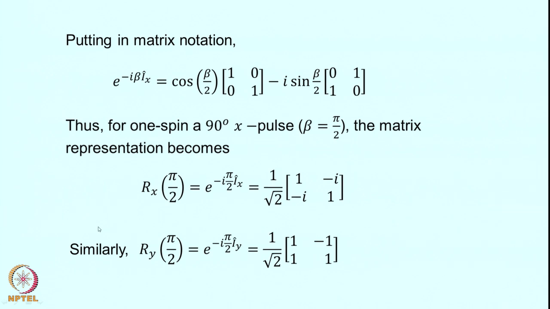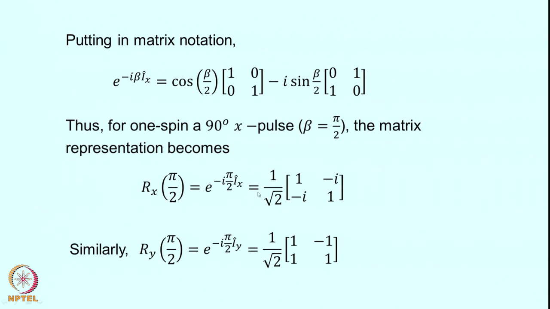So, what does this give me? Put this in matrix form explicitly: cosine beta by 2 times the matrix 1 0 0 1, minus i sine beta by 2, and I have the sigma x, sigma x is 0 1 1 0. Therefore, now if I put beta equal to pi by 2, then what do I get? I get cosine 45 here and sine 45 here, and both of them are equal to 1 by root 2, okay.